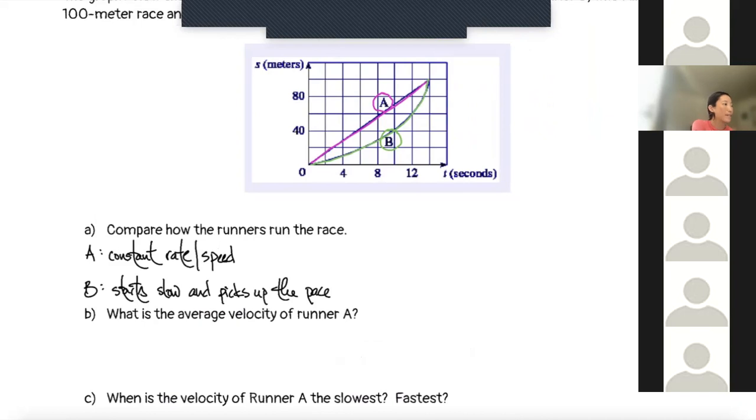All right, let's take a look at question B. What is the average velocity or speed of runner A? What are our thoughts? How might we find that?